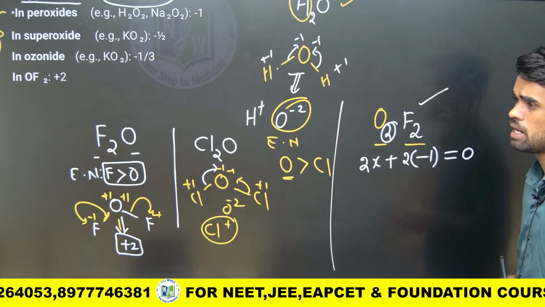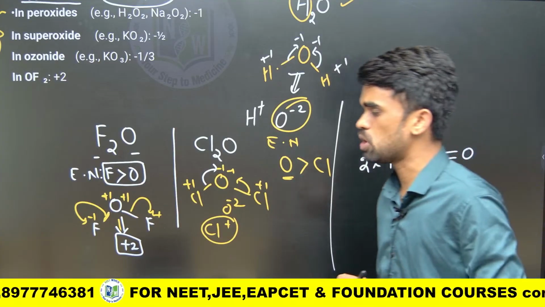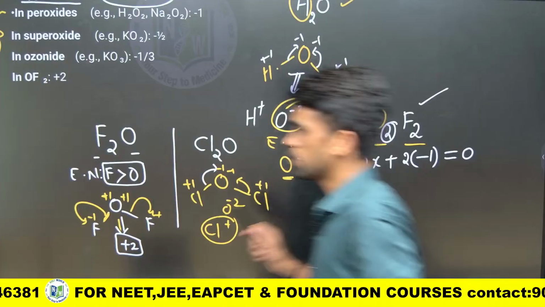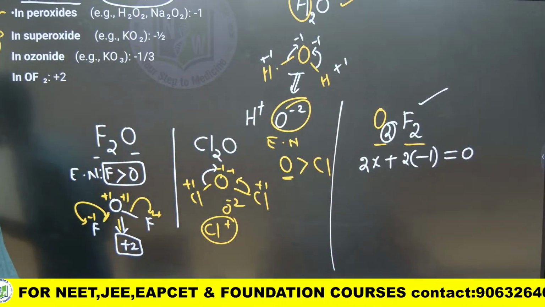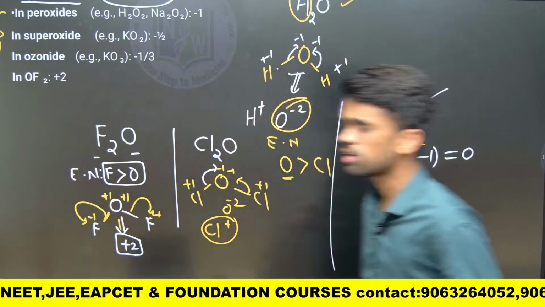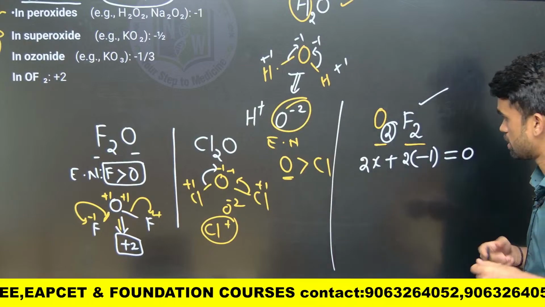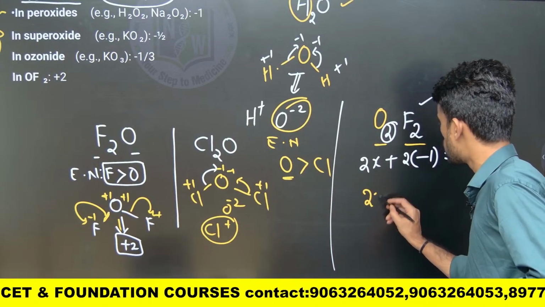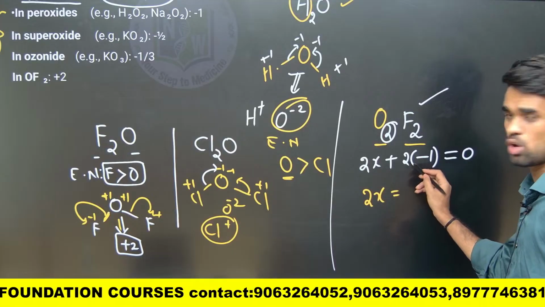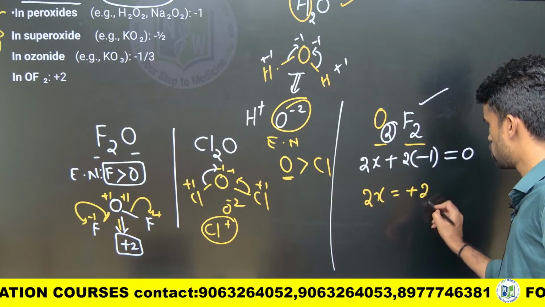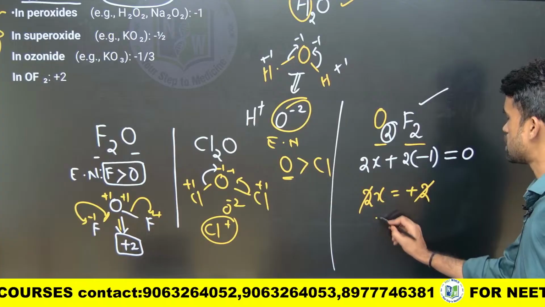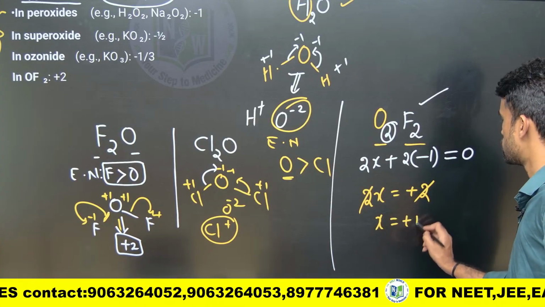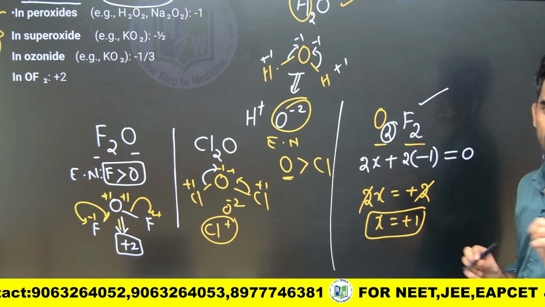If it is neutral, take equal to 0. If it is positive, take equal to positive. If it is negative, take some negative sign. Okay. So 2x, and -2 here you have now, so you can write here +2. So remove these two things. So what is the value of x? It will be +1. Hope it is clear how we are solving this kind of questions.